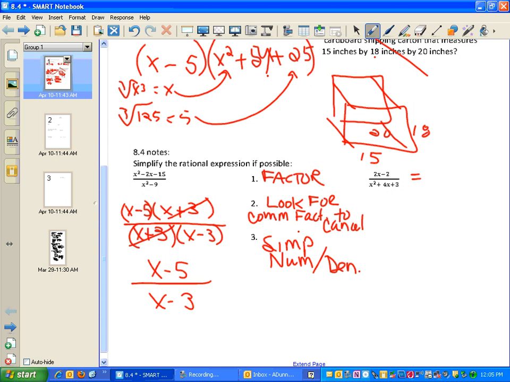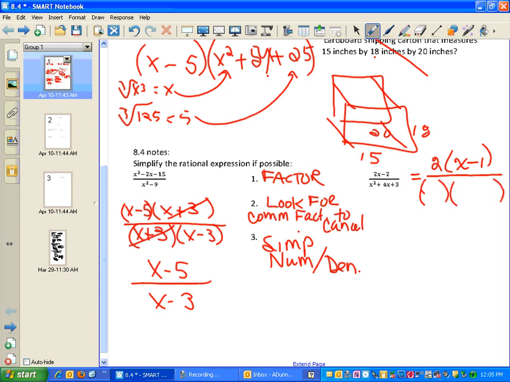Alright, what do I factor on this numerator? What does it factor to? 2 and... good. There should be a little box where the extra would go. Okay. Alright, what's my denominator factor to?